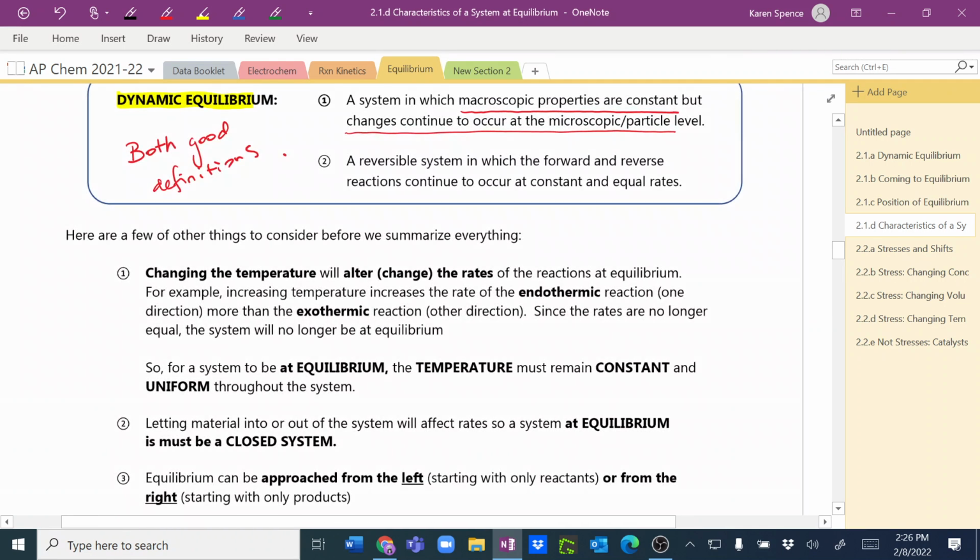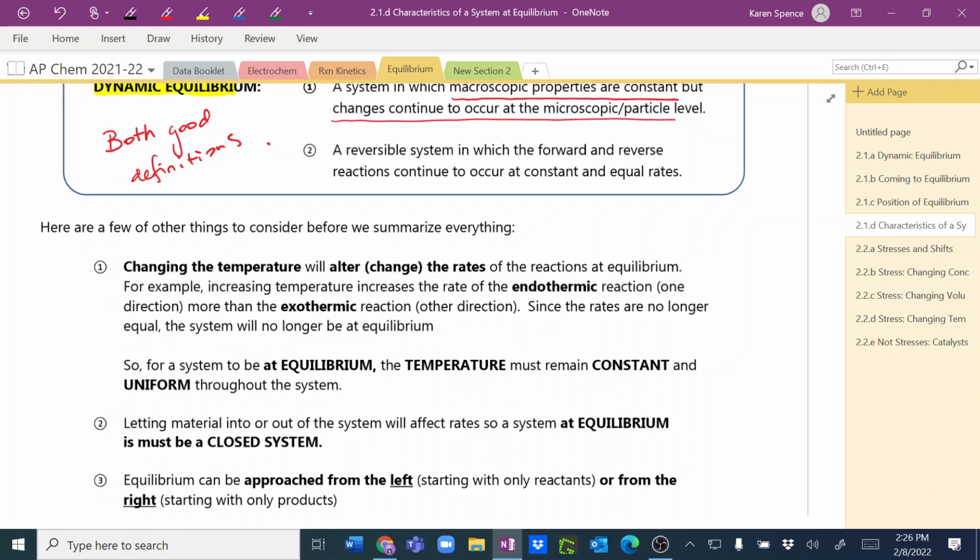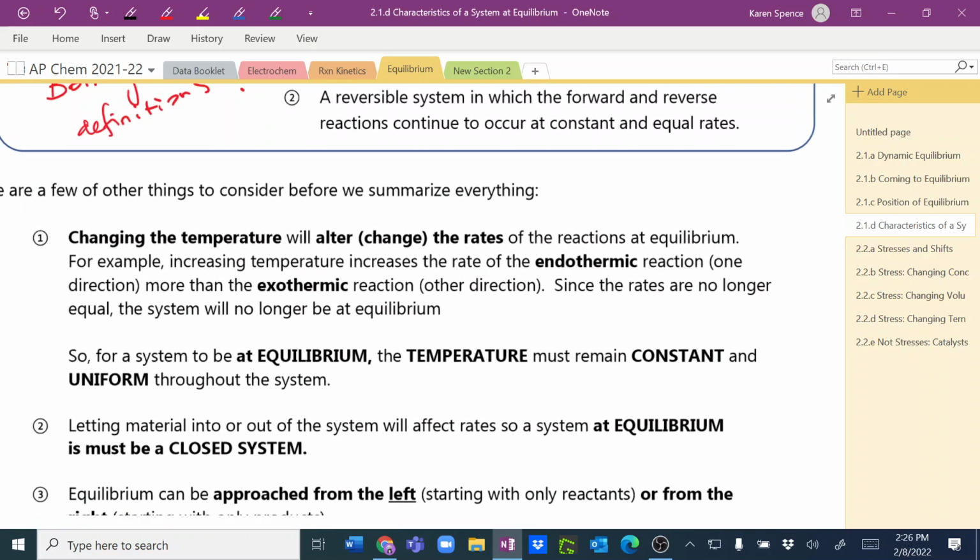Here are a few other things to consider. Changing the temperature will change the rates. We talked about that last day, yes? Now, it turns out, and we'll talk about this in more detail later, increasing temperature increases the rate of the endothermic reaction more.